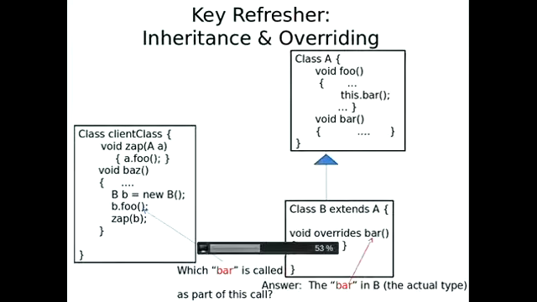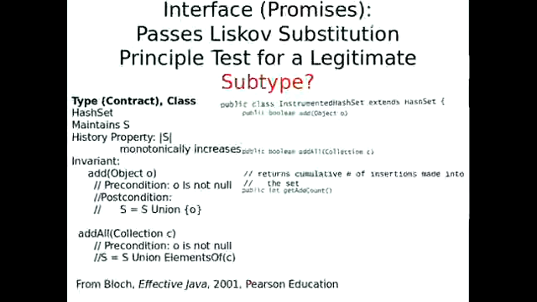OK. So we're going to build on this. So we're calling off to bar. OK. So let me ask this. Building on our knowledge of subtyping, help me understand, folks. Is this a legitimate subtype?